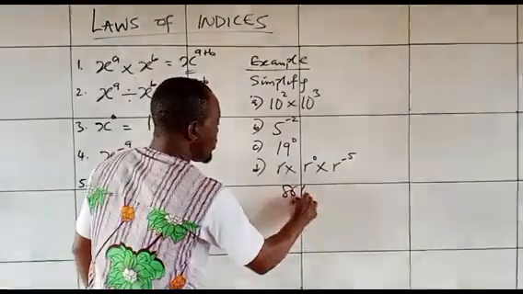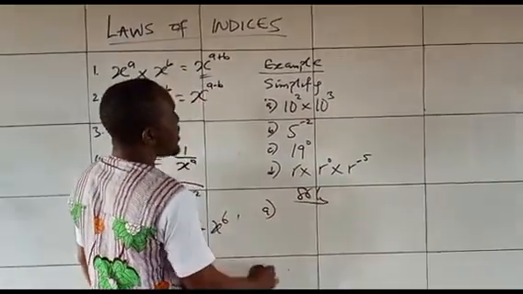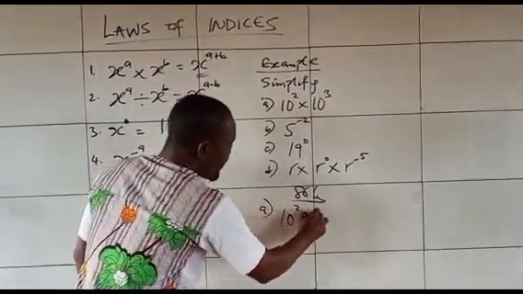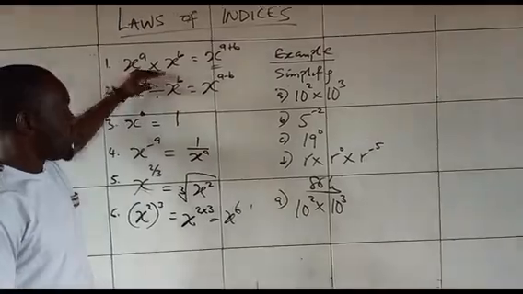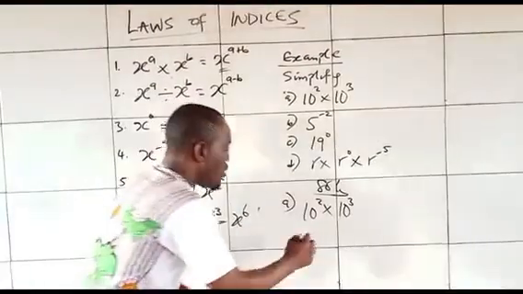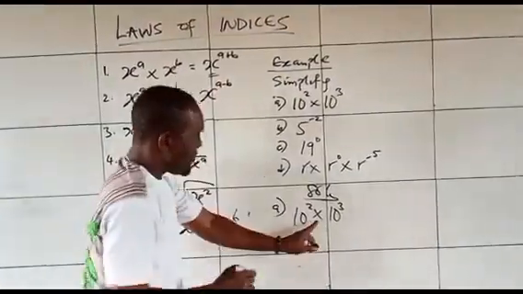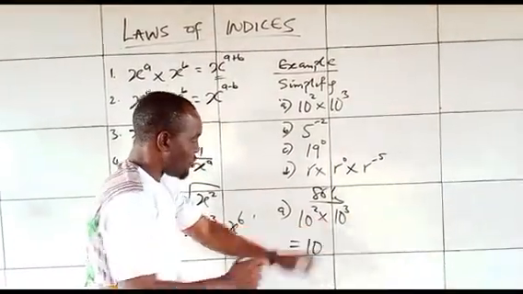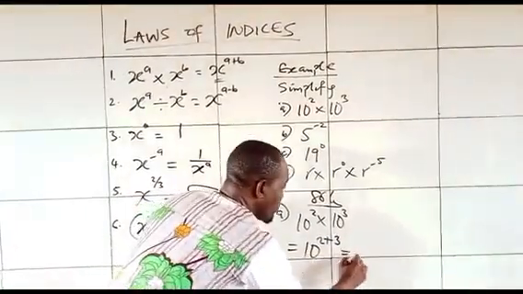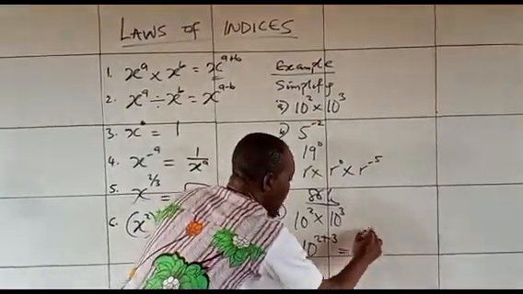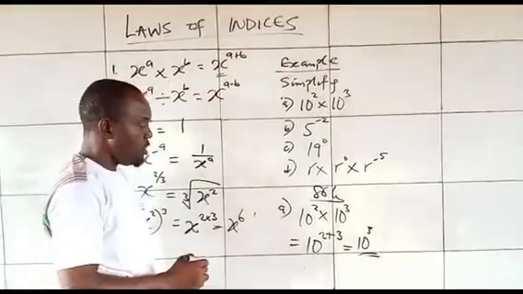Some examples here, say the first one, A. 10 raised to power 2 times 10 raised to power 3. Like from the first law, they are the same, so we pick one. Times becomes addition. So 2 plus 3, which will now become 10 raised to power 5. This is your answer. Is that okay?